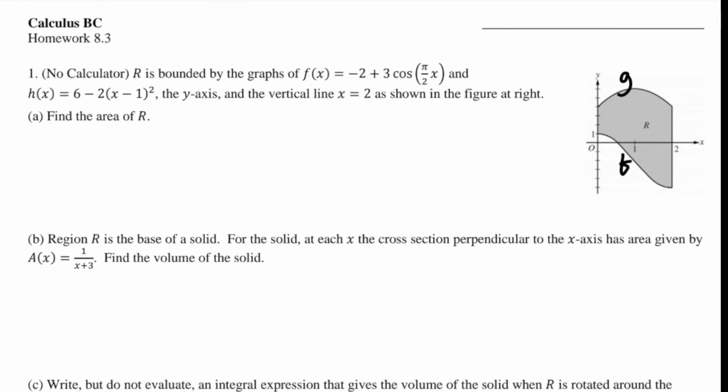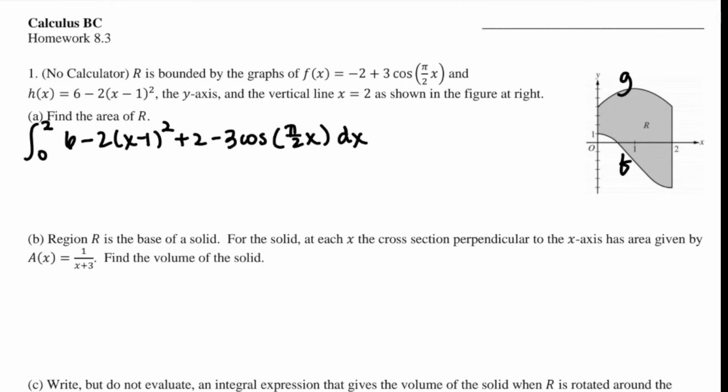Okay, finding the area of R, we're going to integrate from x equals 0 to x equals 2 on g minus f. 0 to 2, top minus bottom would be g of x minus f of x. So 6 minus 2 times x minus 1 squared minus negative 2 minus 3 cosine of pi over 2x. Okay, that's kind of involved.